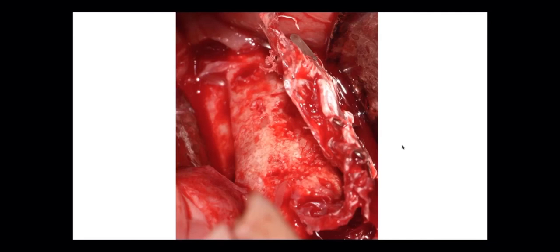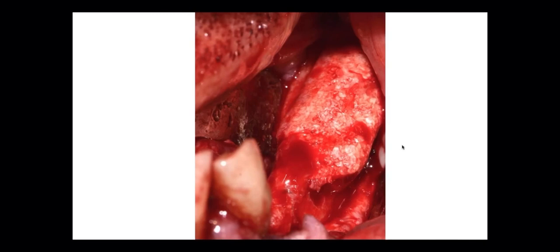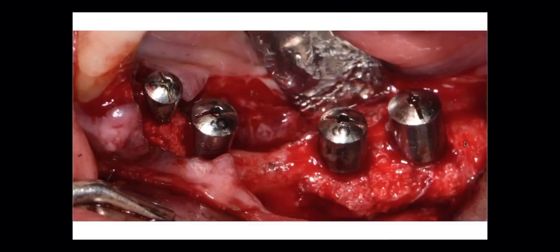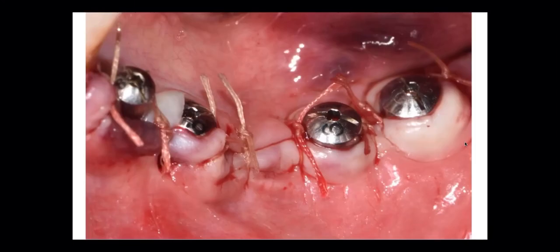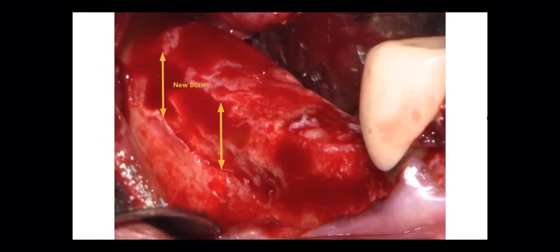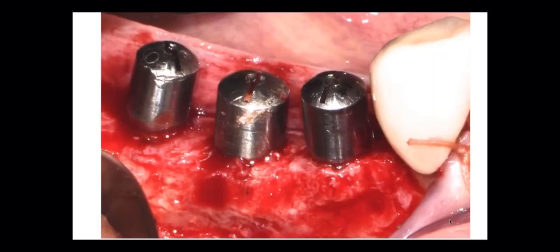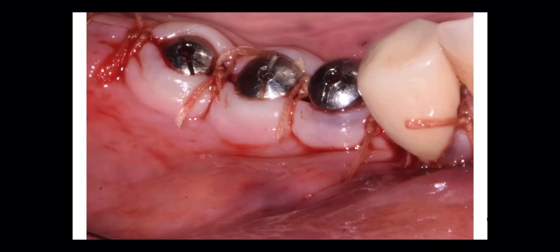So the time was now to remove our membrane 9 months after. And you can see the amount of bone that we created. This is the left side. 4 implants were placed. As I told you, 33, 34, 36, and 37. This is the right side. You can see the amount of bone we created vertically. This is all new bone, new bone, new bone vertically. 3 implants were placed in ideal position.